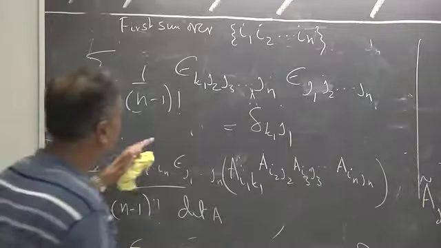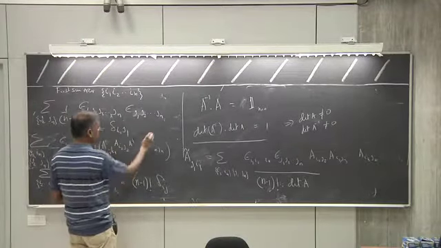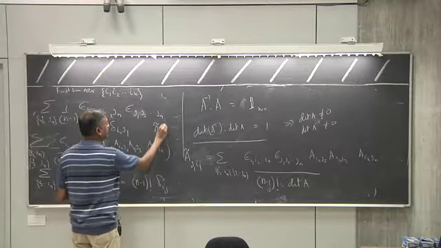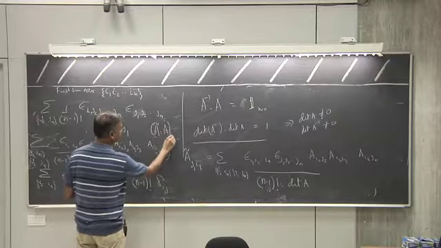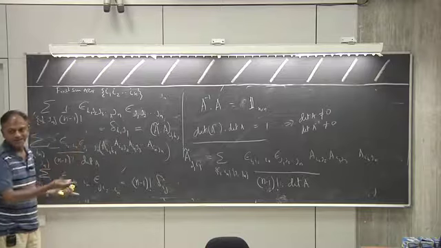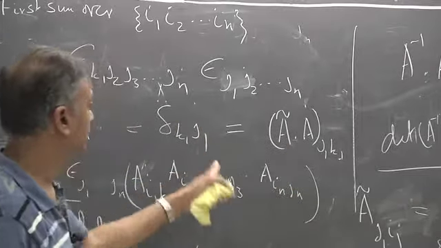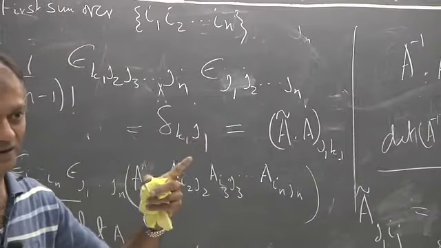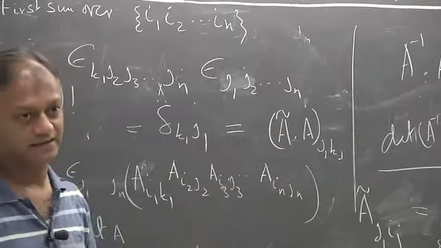So what did we calculate here? What we calculated was simply the j1 k1 element of A tilde times A, and we proved that it is equal to delta k1 j1. This is the identity matrix, right? It is diagonal and the diagonal elements are all 1. So we have proven that A tilde times A is identity.